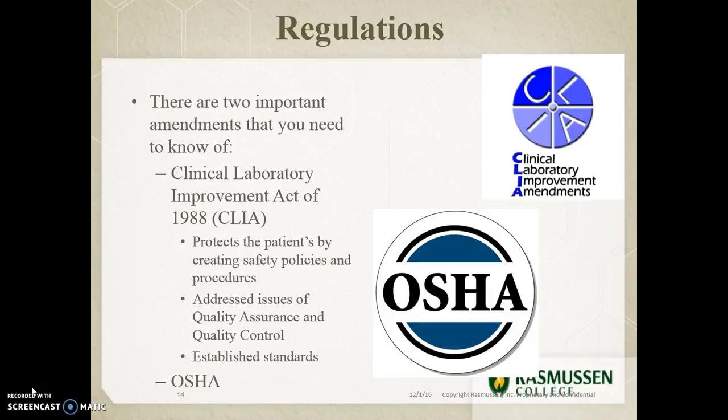It's important to understand some important regulations. The first and foremost is the amendment that was created in 1988 called CLIA, which is the Clinical Laboratory Improvement Amendment. It was created to protect patients by creating safety policies and procedures, and it addresses the issues of quality control, quality assurance, record keeping, and qualifications of personnel. It establishes standards to ensure test accuracy, reliability, timeliness, and the type of test result.